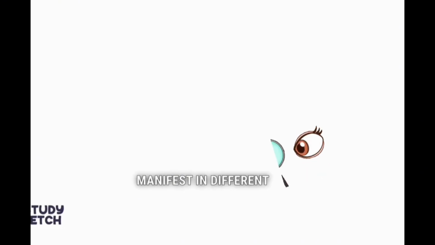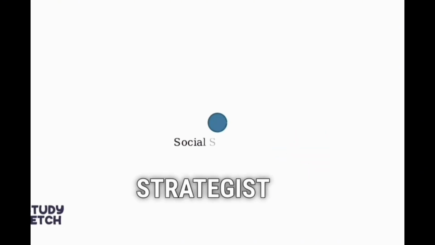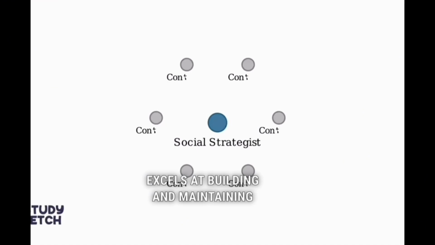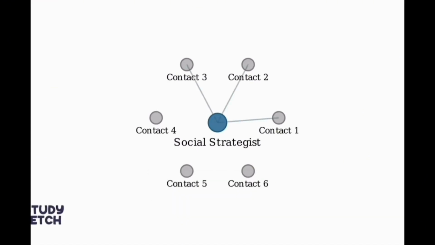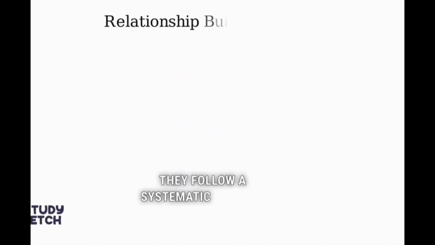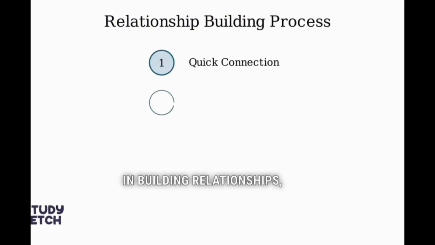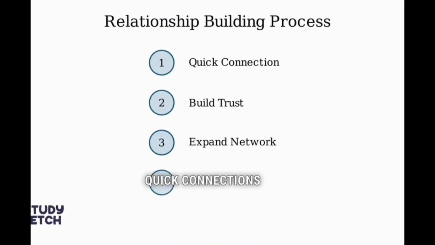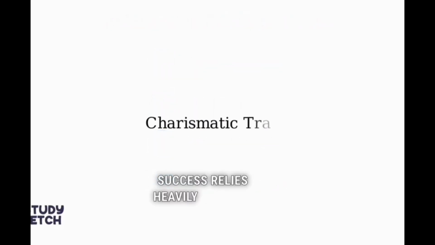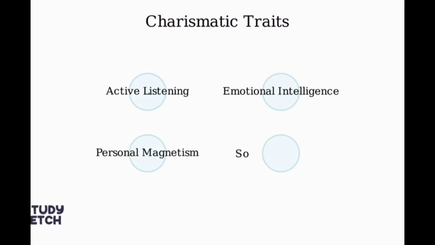Now that we understand the basic framework of the dynamic strategist, let's explore how these traits manifest in different subtypes. The social strategist excels at building and maintaining extensive social networks. They follow a systematic process in building relationships, starting with quick connections and gradually developing trust. Their success relies heavily on their charismatic traits and natural ability to connect with others.